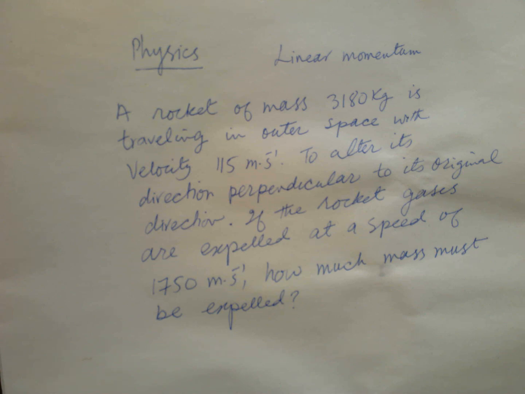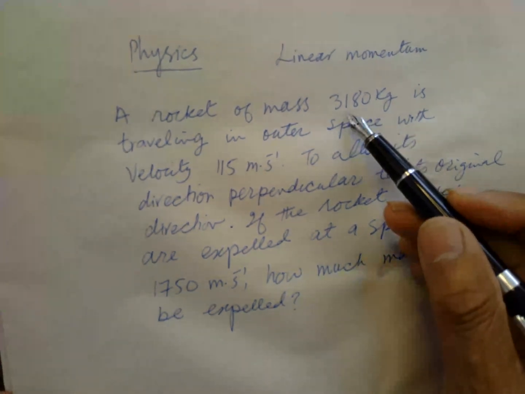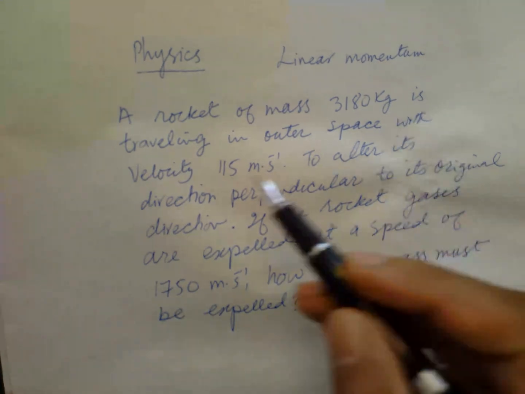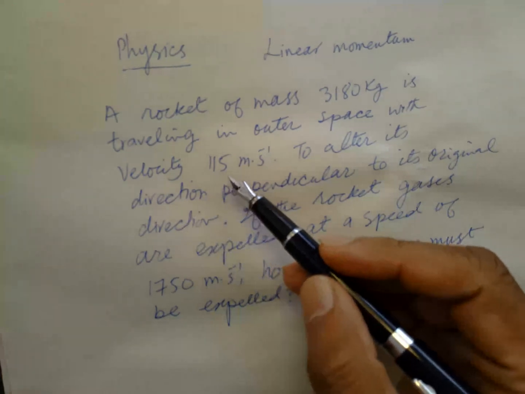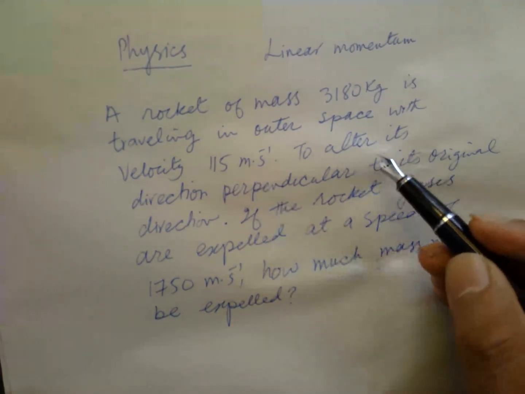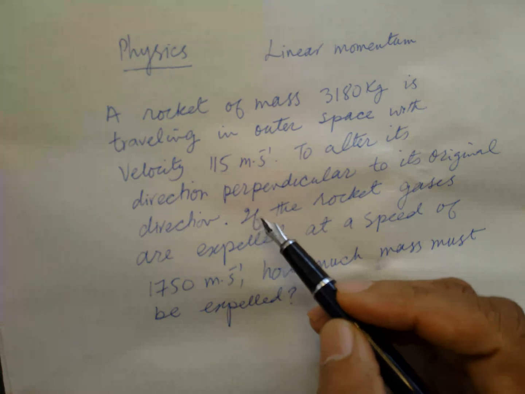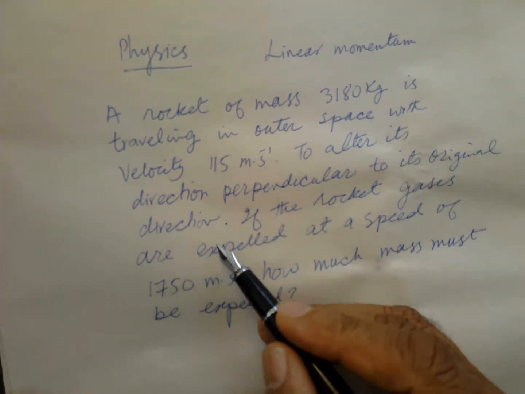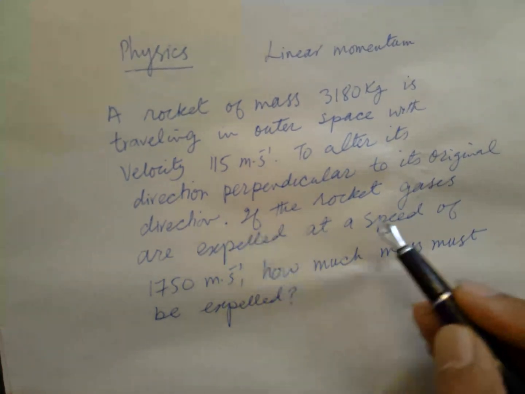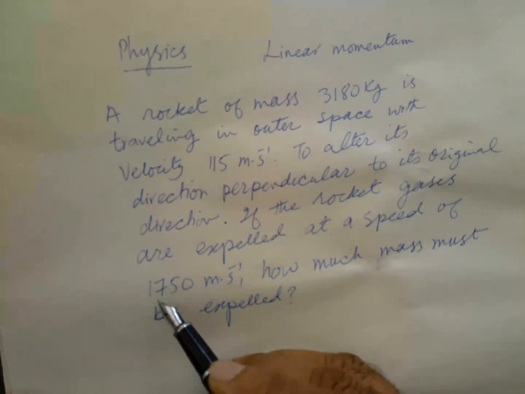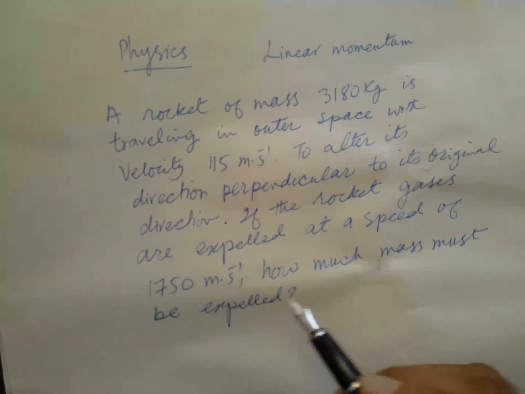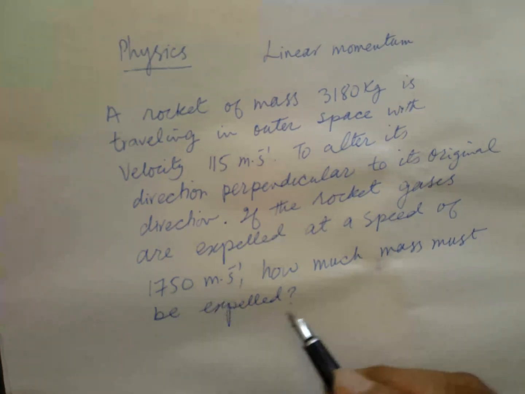Hello, physics, linear momentum. This is an interesting question. The question says that a rocket of mass 3,180 kg is traveling in outer space with the velocity 115 meters per second, and to alter its direction perpendicular to its original direction. If the rocket gases are expelled at the speed of 1750 meters per second, how much mass must be expelled?